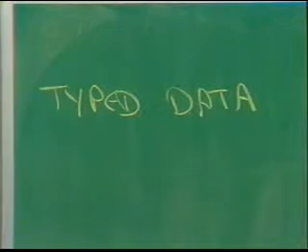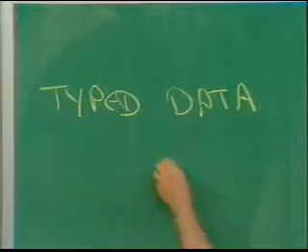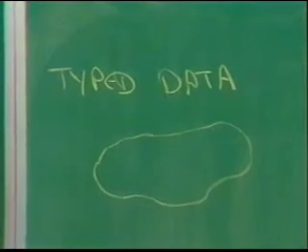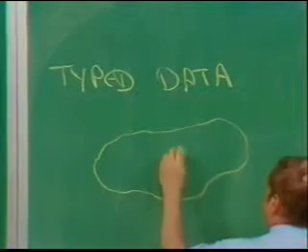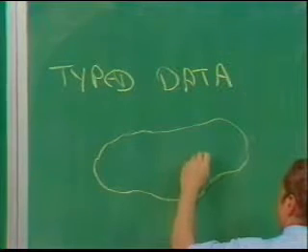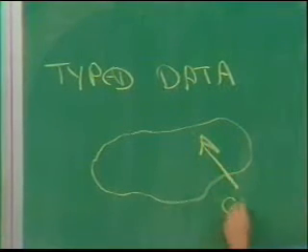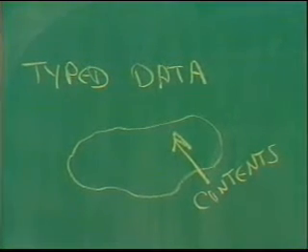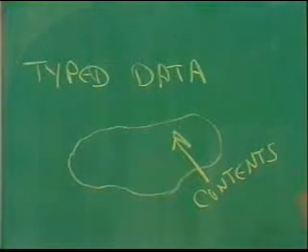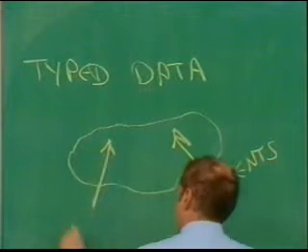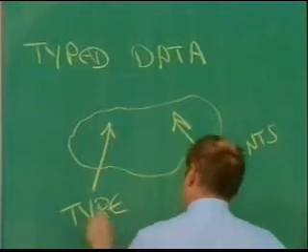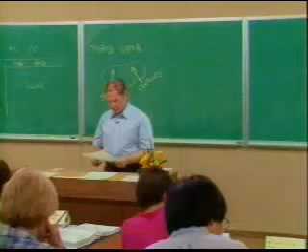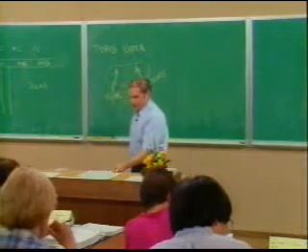Right? Typed data means, again, there's some sort of cloud, and what it's got in it is an ordinary data object like we've been thinking about. We call that the contents, the actual data, but also a thing called a type. It's signed by either George or Martha. So we're going to go from regular data to typed data.